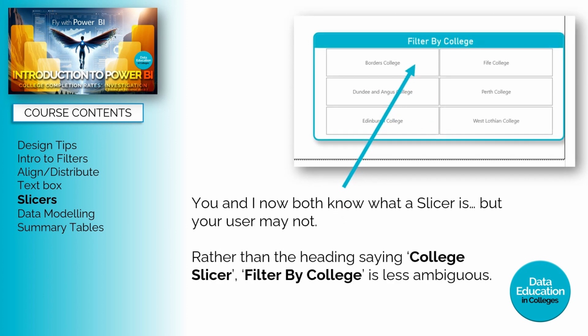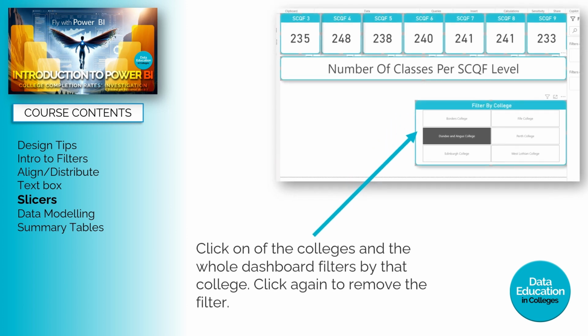Now, you and I both know what a slicer is, but your user might not. So instead of college slicer, filter by college is a lot less ambiguous. It encourages the user then to filter by college. And click one of them, all of your cards will filter. Click that again and it will remove.